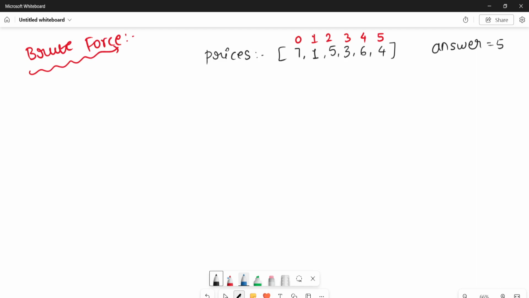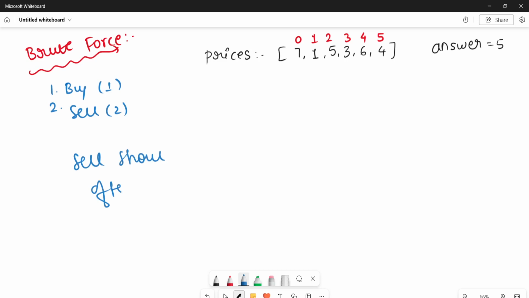Okay. So in the brute force approach, we can have two for loops. We know that buy should be first, and sell should be second, right? Sell should be after buy, right? So what we can do is have two for loops.